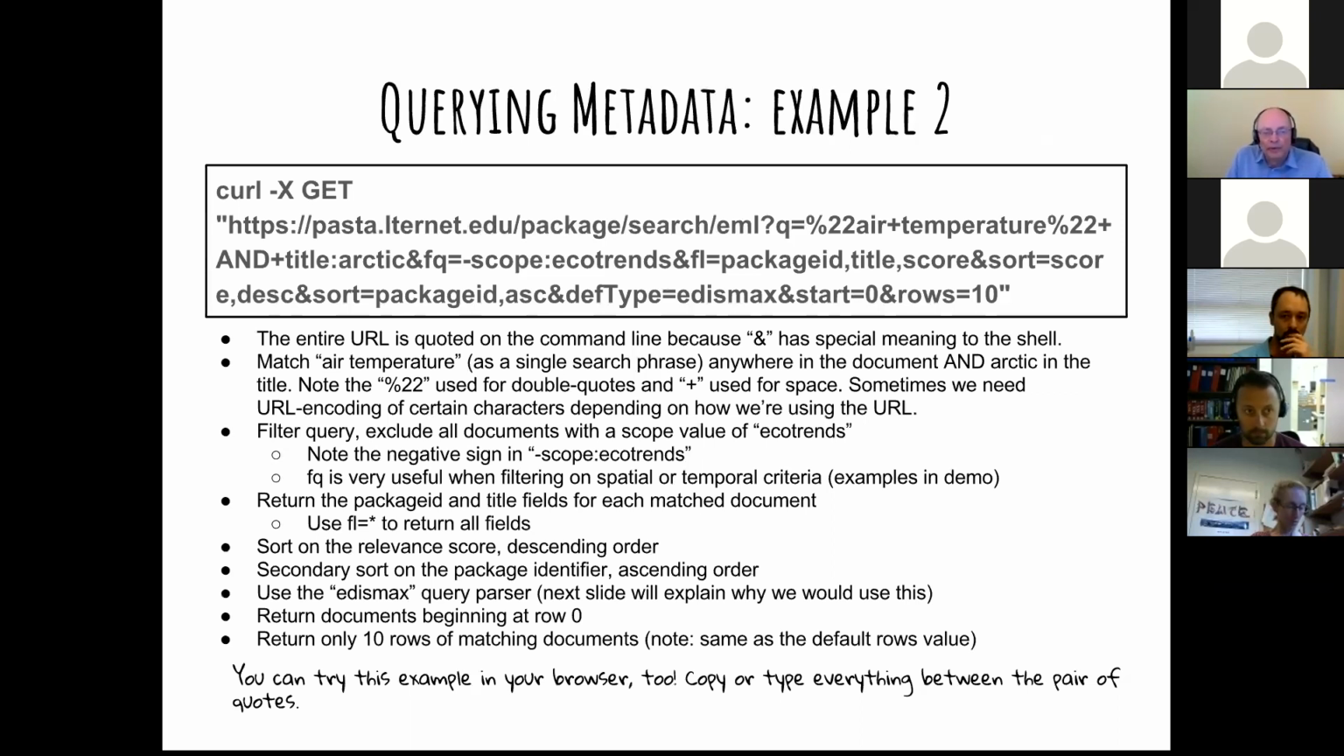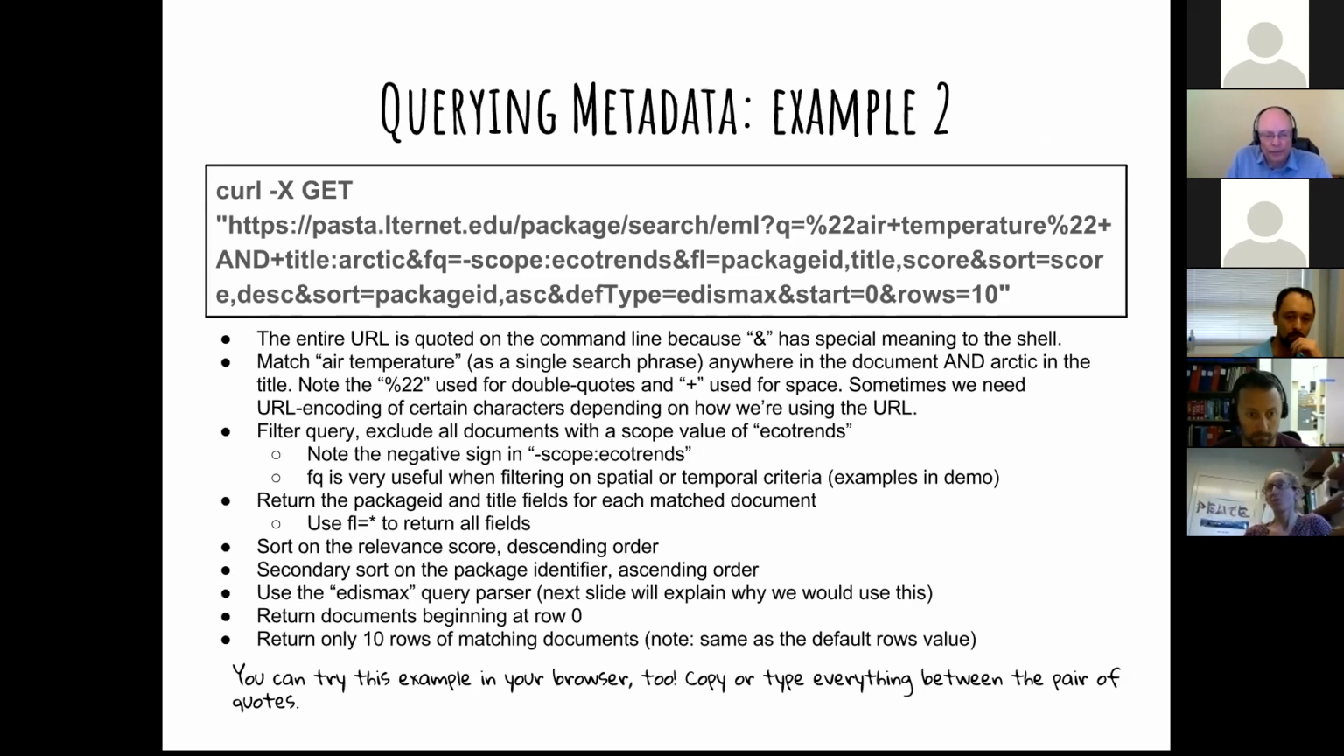The first query parameter is quite long. Q equals %22 air plus temperature %22 plus and plus title : Arctic. Let's unpack this. We want to match the search phrase air temperature as a single search phrase, which is why we put quotes around it, not as 2 separate words. If it's found anywhere in the document, not in any specific field. And we also want to match Arctic, but it must be found specifically in the title field. Note the URL encoded characters around air temperature, as well as the plus sign between the 2 words.